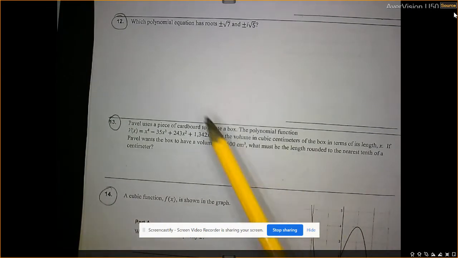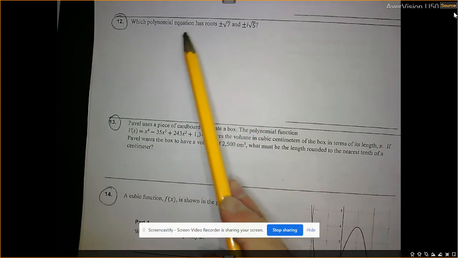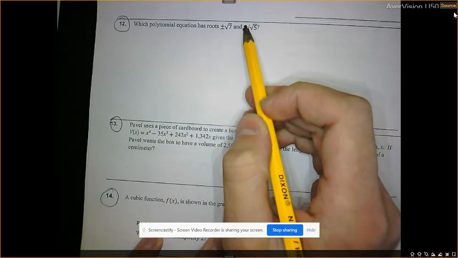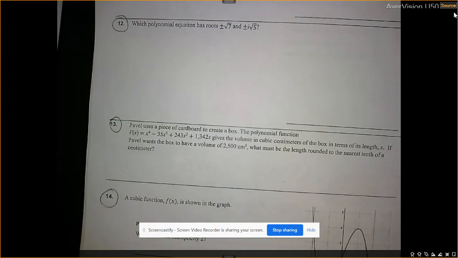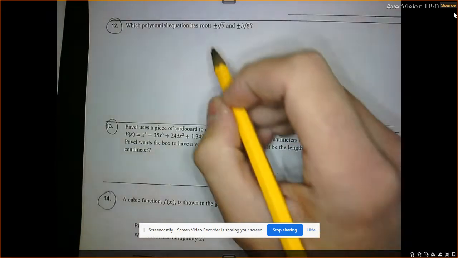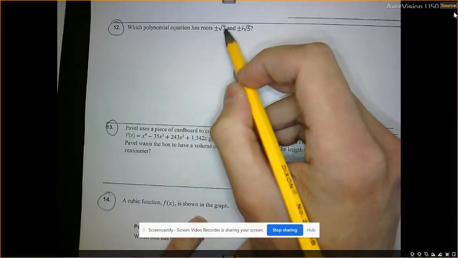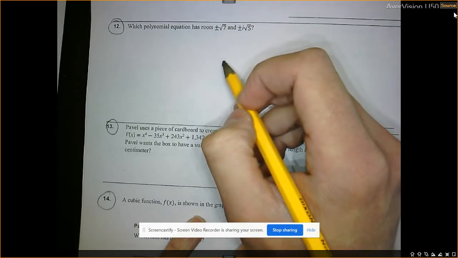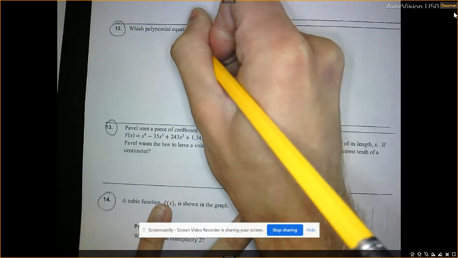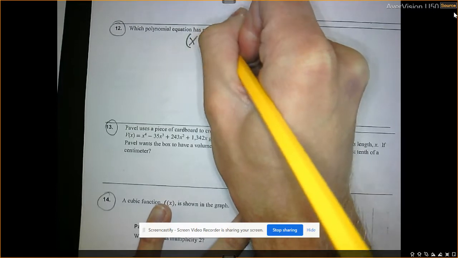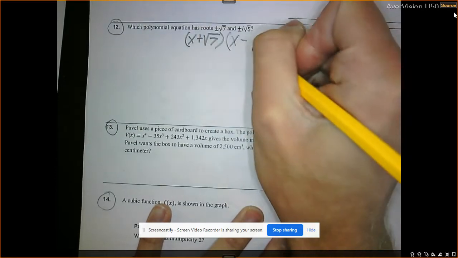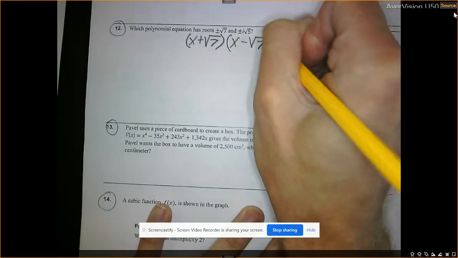Now, looking at this next one, number 12, we have: which polynomial equation has roots positive and negative square root of 7 and positive and negative square root of 5? Oh, I said square root of 5. Sorry, I missed that. So I'm thinking, okay, well, how am I going to get a positive root 7 and a negative root 7? Well, that's where you just have to think, okay, you can really think of this in a few different ways, but that's saying that at one point you had an x plus root 7 and an x minus root 7.